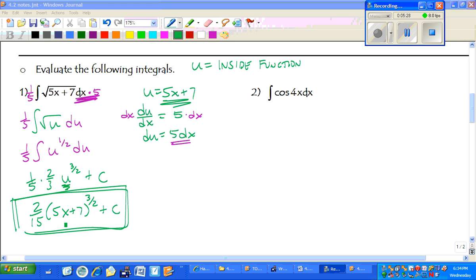I'm not going to do it here, but just like before, we can always check our answer by taking the derivative of this answer. If we take the derivative of that, we should end up with the same thing we started with. Bring the 3/2 out in front, subtract 1 from the exponent, multiply by the derivative of the inside. All the fraction stuff cancels out. We're left with 5x plus 7 to the 1/2, or the square root of 5x plus 7.